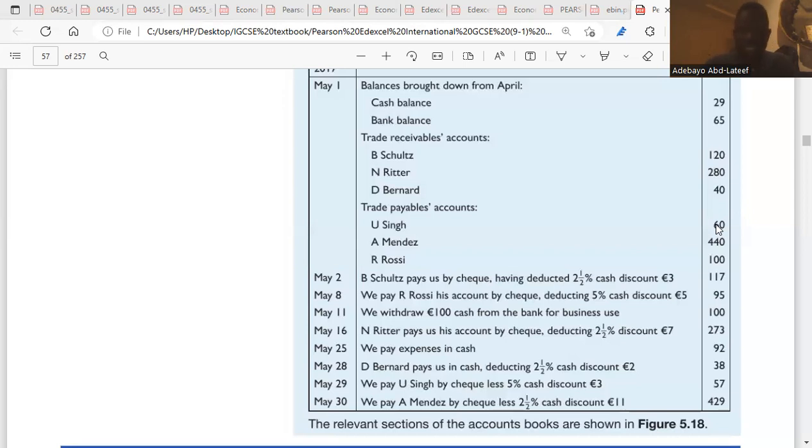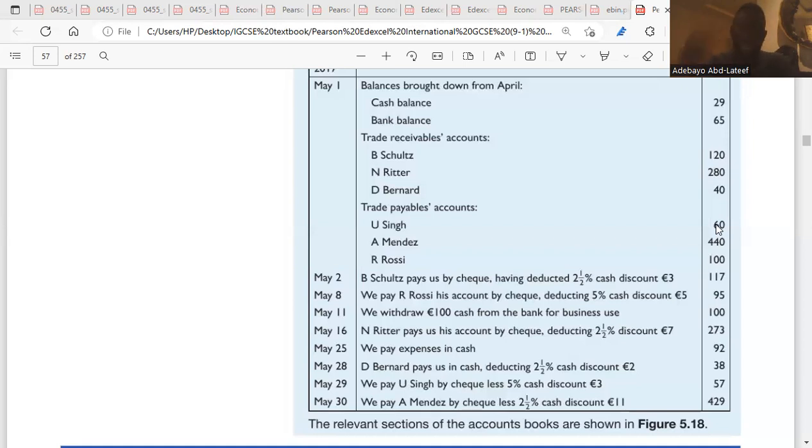So the last one was on the 30th. We pay Mendes by check. That's bank again, on the credit side, less 2.5% cash discount of 11 euros. That means we owe Mendes 440 euros, and we have 2.5% cash discount. So 2.5% cash discount is 11 euros. 440 minus 11 euros gives us 429. So on the credit side of the cash book, we're going to have 11 euros as discount received, and 429 as bank on the credit side. And that's how we prepare the cash book.